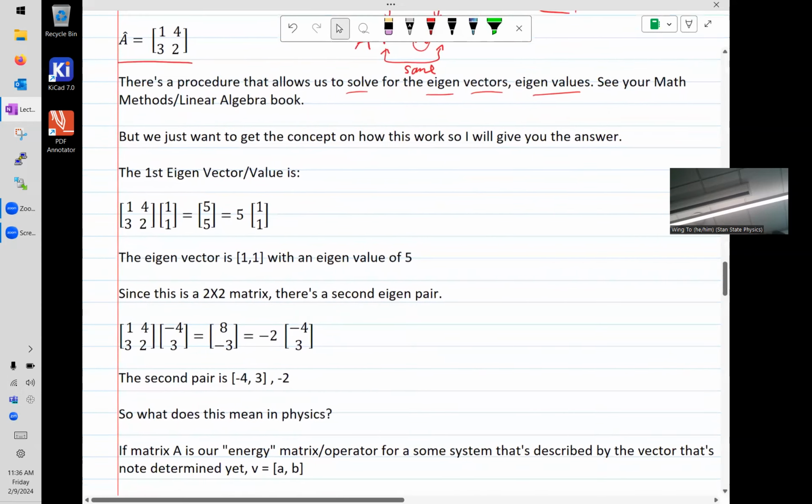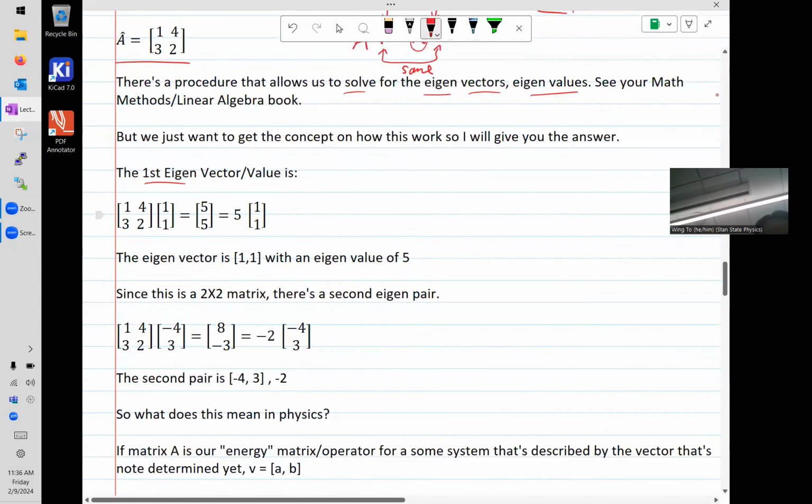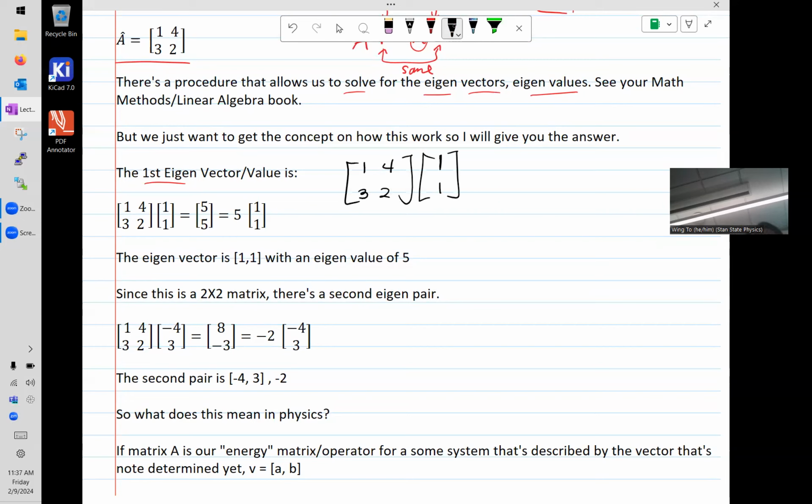So the example here is that the first eigenvector is actually 1, 1. It's not always going to be 1, 1, it's just by accident. Let's make sure this is actually true. So I do this matrix multiplication: take this number, multiply by this number, then take this number and add it to this number. Let's just do it long form on the right. 1, 4, 3, 2. I know this is an eigenvector, but let's just see how it works.